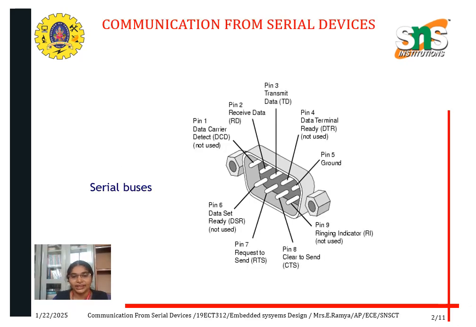In this diagram we have serial bus communication from the serial devices. We have a total of 9 pins. Pin 1 is data carrier detect, DCD. Pin 2 is receive data and pin 3 is transmit data. Pin 4 is data terminal ready. Pin 5 is ground. Pin 9 is the ring indicator. Pin 8 is clear to send. Pin 7 is request to send. Pin 6 is data set ready.